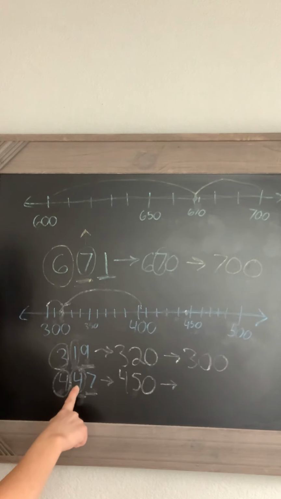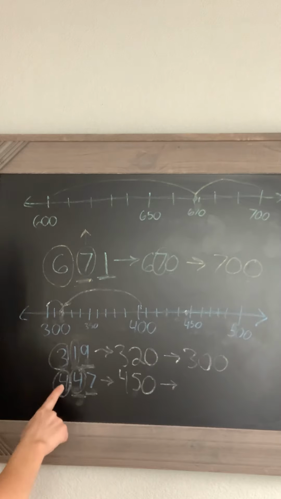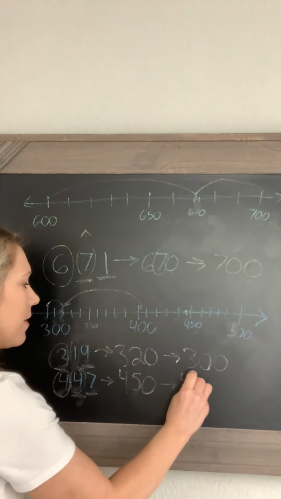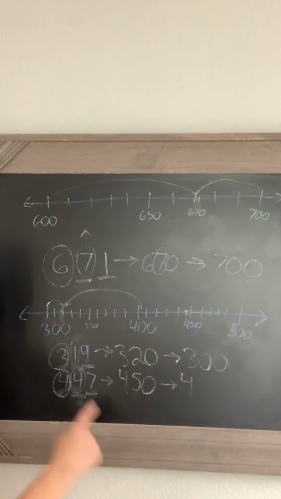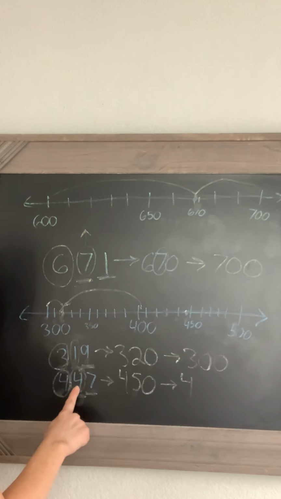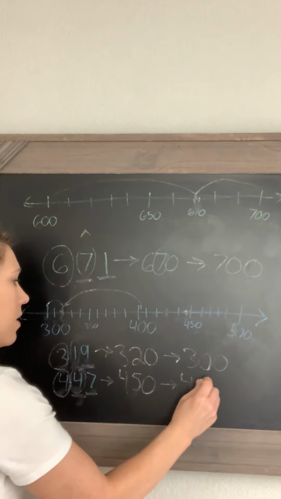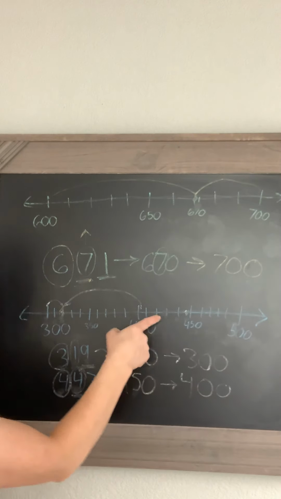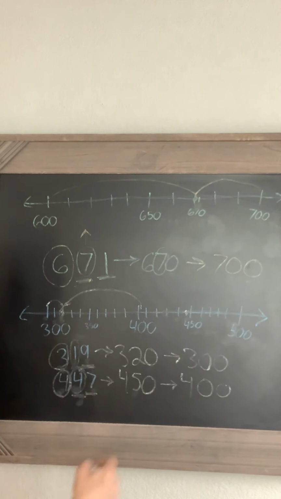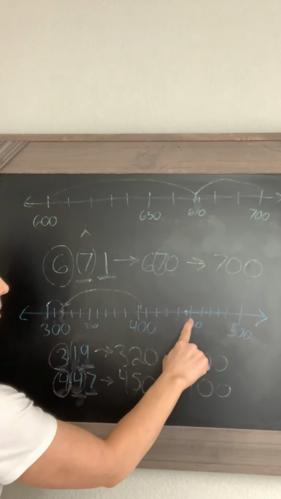5 or more, raise the score. 4 or less, let it rest. So this 4 in the hundreds place is going to rest and stay a 4. Because in the tens place, this 4 means to round down to the nearest 100. So 400. And when I look up here at my number line, here's 450 right in the middle.